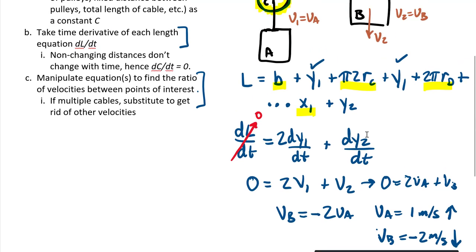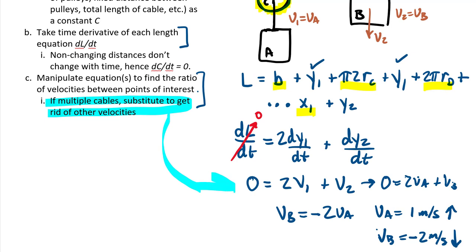Now, this last part here, let me just highlight that we do have this statement about multiple cables. Okay, so if you do happen to have multiple cables, all you need to do is take one of these equations. You're going to have basically an equation coming out of each one of those length equations, and do some substitution. Get rid of the velocity terms you don't need and retain the ones that you do need, so that you can end up with a ratio just like this one here. Okay, and I'll do another example which does have multiple cables so you can see that in action.